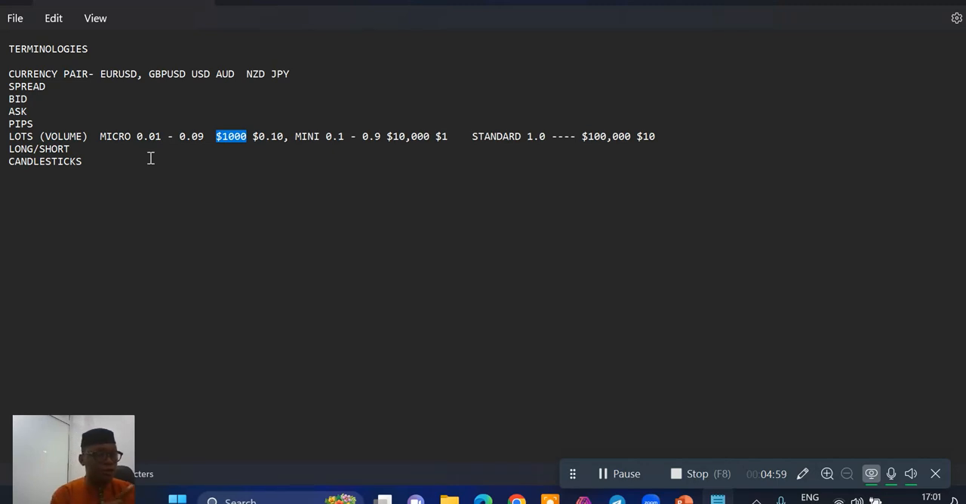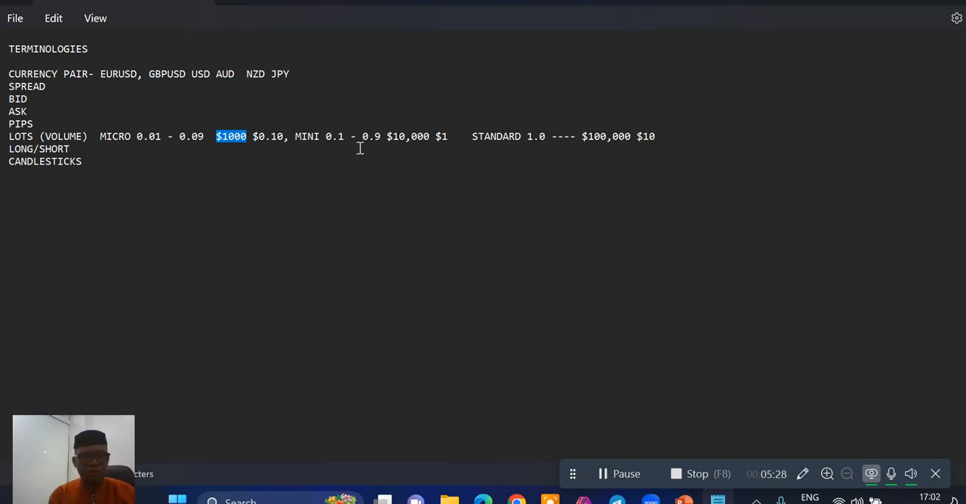Which means 0.02 is 20 cents. Also keep in mind that 0.02 represents 2,000 units of foreign exchange, 0.03 is 3,000, 0.04 and so on in that order. Now the mini lot size starts from 0.1, which represents 10,000 units of foreign exchange, and in that order you have 0.1, 0.2, 0.3 until 0.9.